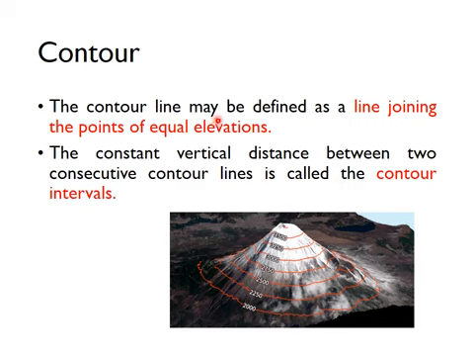So contour line is defined as a line joining the points having equal elevations or the same elevations. When I say equal elevations, see in this mountain, the points having an elevation of around 3500 meters are joined together to form a 3500 meter contour. Likewise, 3250 points are joined together to form this 3250 meter contour. Likewise 3000. Okay, these are called contour lines, lines joining the points having the same elevation.